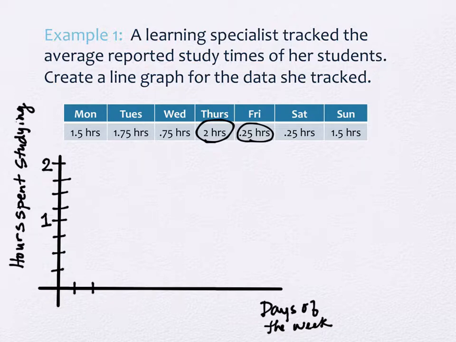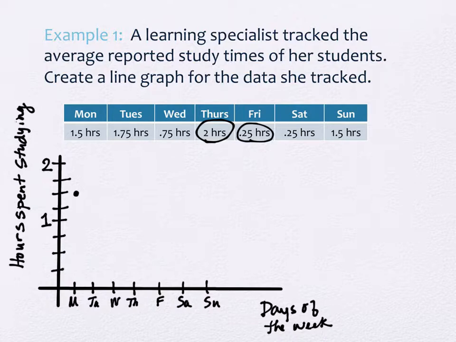I'm going to have Monday, Tuesday, Wednesday, Thursday, Friday, Saturday, and Sunday, and I'm just going to label it by the letter of the week. And what we're going to do is put a bunch of dots on here. For example, on Monday, the person says they studied 1.5 hours. So that would be right here.